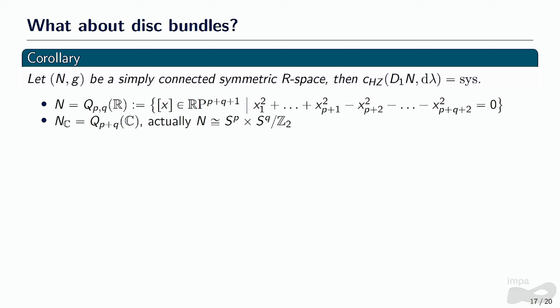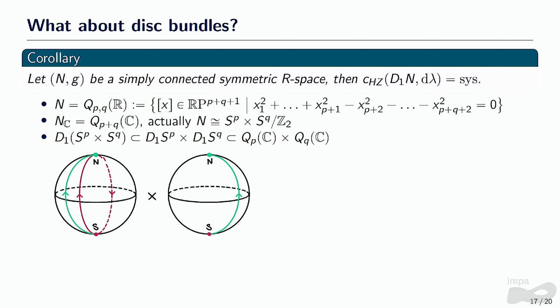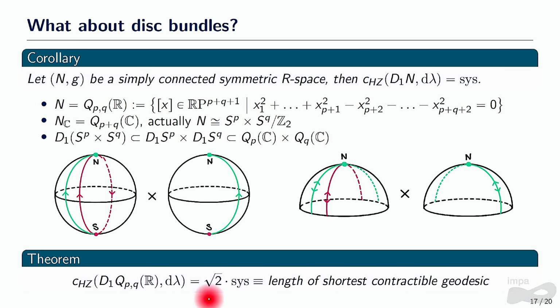And in this very example, we get another upper bound from the universal cover. The cover here is then S^p times S^q. The disk tangent bundle of this thing sits in the product, DS1 in the product, which we can compactify to the product of two quadrics. And the upper bound we get from this embedding is actually stronger than the upper bound we get from the embedding I discussed before. So the upper bound we obtain here is the square root of 2 times the systole, which is the length of the shortest contractible geodesic. Maybe I can convince you in the last second of why this is.